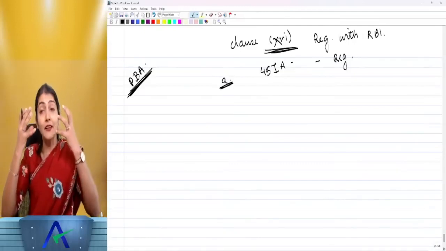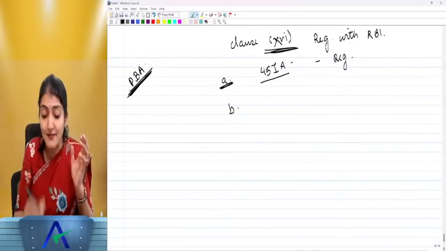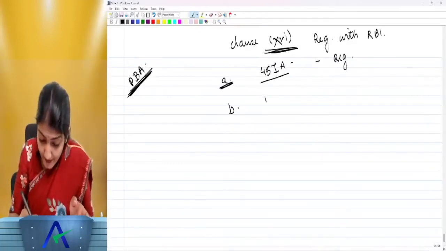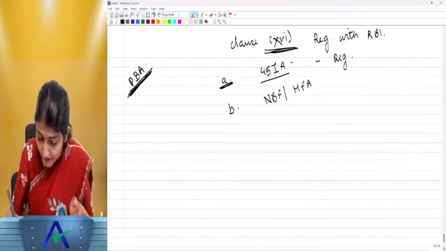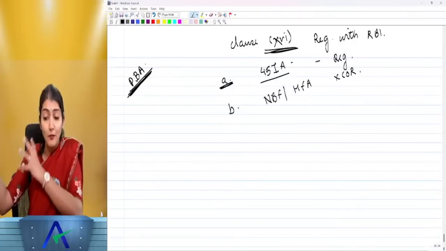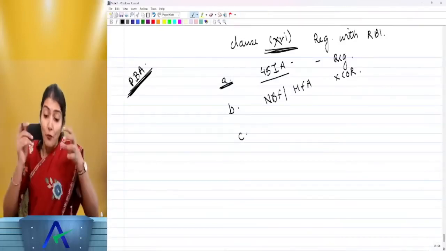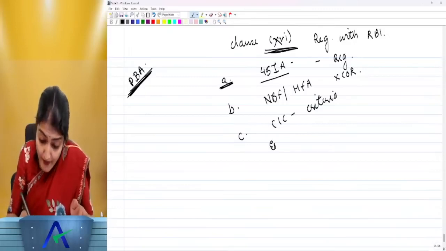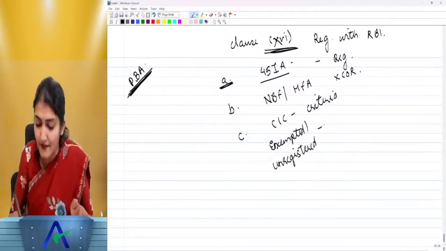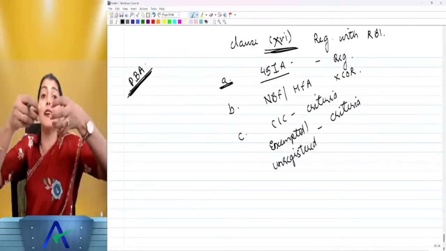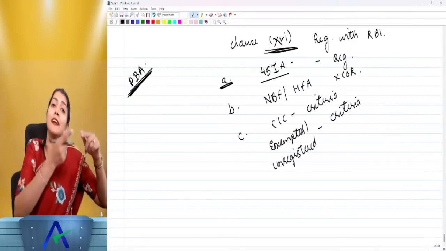So whether the company is required to be registered under Section 45IA of the RBI Act, and whether the registration has been obtained. Then whether the company has conducted any non-banking financial or housing finance activity without holding a certificate of registration. Then when the company is a CIC, whether it continues to fulfill the criteria of being a CIC, and where it is an exempted or unregistered CIC, whether it continues to fulfill such criteria. So if you are a registered CIC, whether you fulfill the criteria of a registered CIC; if you are an exempted unregistered CIC, whether you continue to fulfill the criteria.